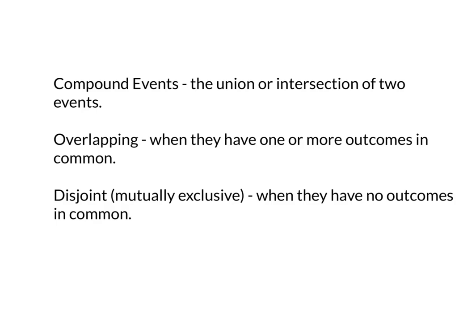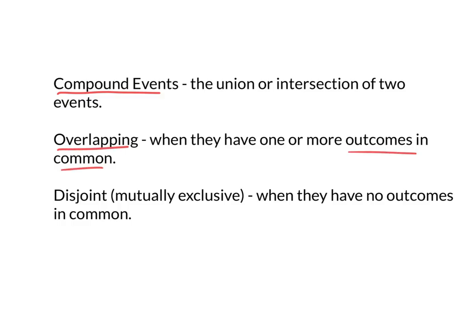First of all, a few words, as we've been doing lately, a lot of words in this chapter. Compound events are the union or intersection of two events. So let's say you roll a die and want to know the probability of getting a 2 or an even number. Okay, they have something in common. 2 is an even number, so those two different events actually have something in common. And that's what overlapping means. Overlapping is when they have one or more outcomes in common.